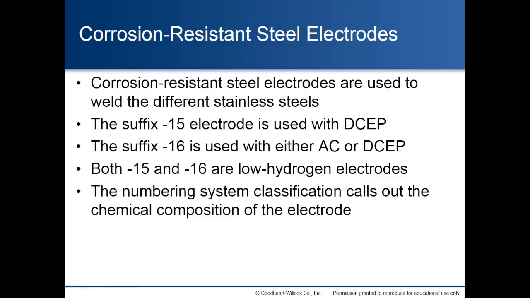Corrosion-resistant steel electrodes. Corrosion-resistant steel electrodes are used to weld the different stainless steels. The suffix 15 electrode is used with direct current electrode positive. The suffix 16 is used with either alternating current or direct current electrode positive. Both 15 and 16 are low hydrogen electrodes. The numbering system classification calls out the chemical composition of the electrode.